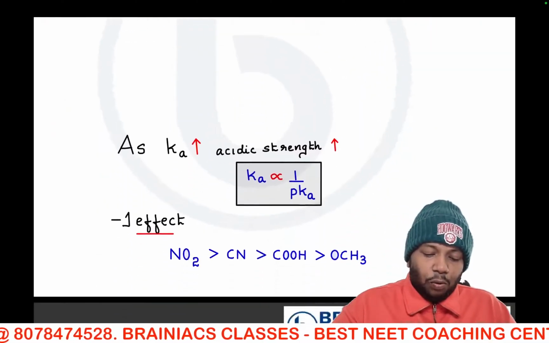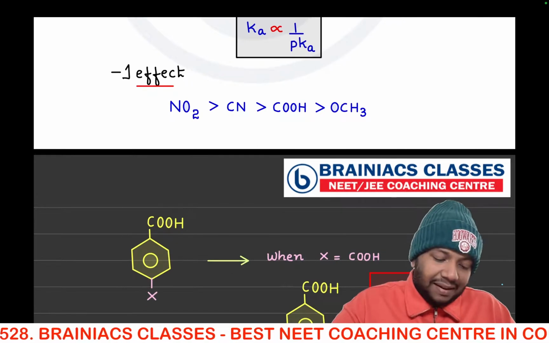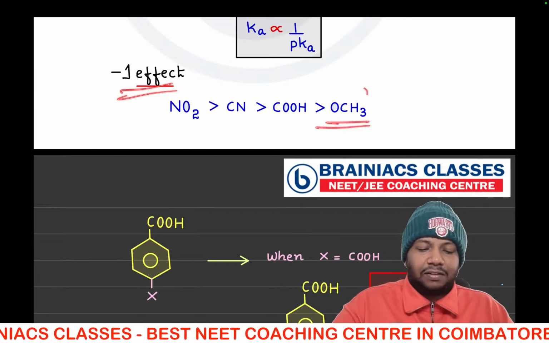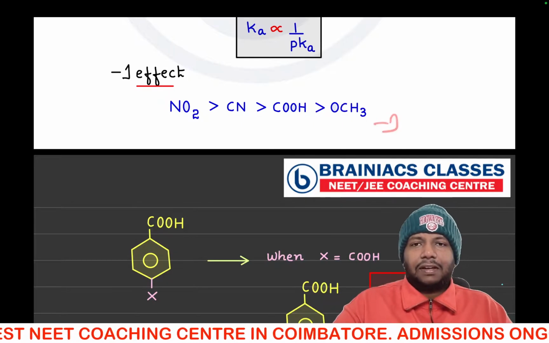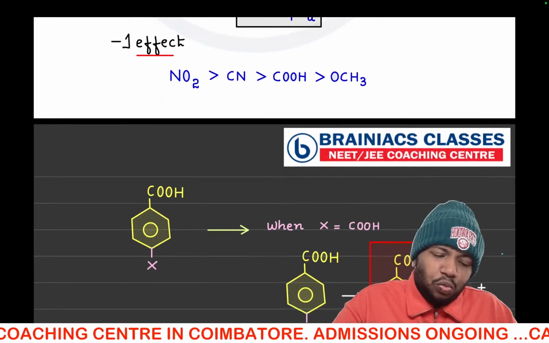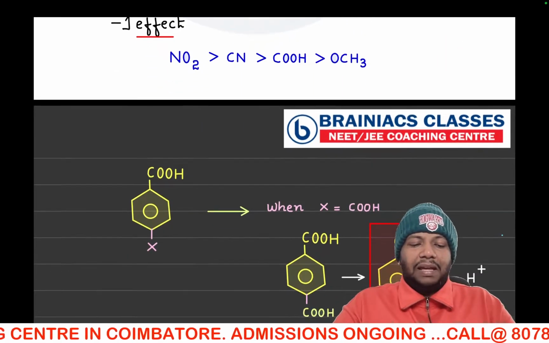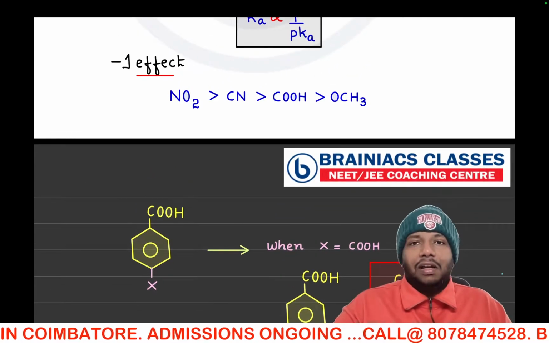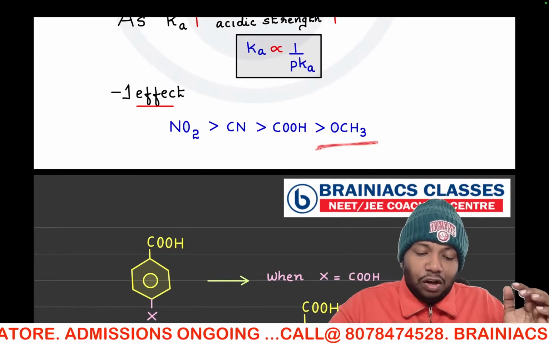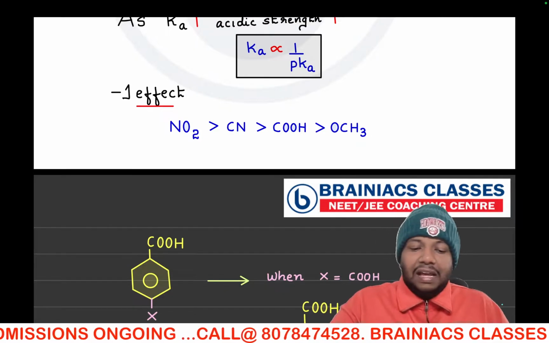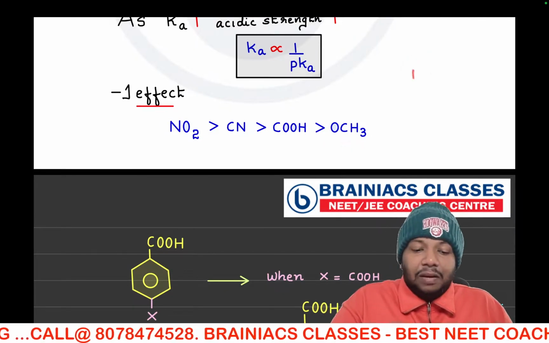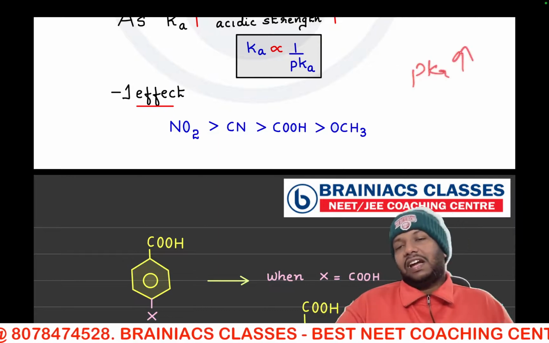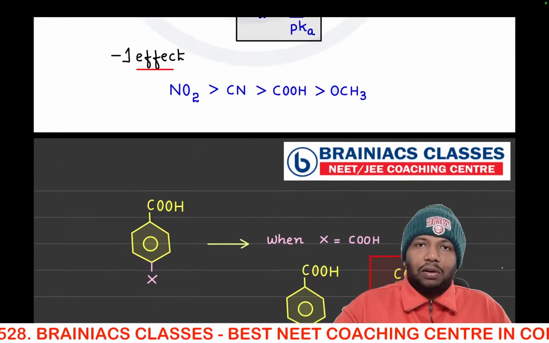That means the group which has very little minus I effect, for example OCH3 if it is connected there, has almost no minus I effect. So it will pull the electrons very little, and that will make the structure much less stable. So I can say its acidic strength is very low when OCH3 is connected. That means Ka will be very low, which means its pKa value will be very high there. This is a simple way you can do this question.